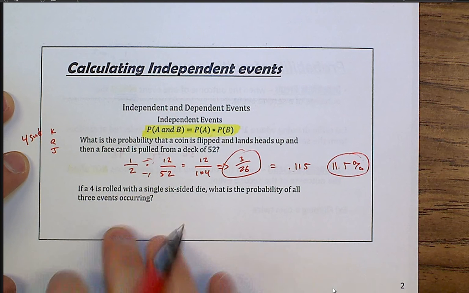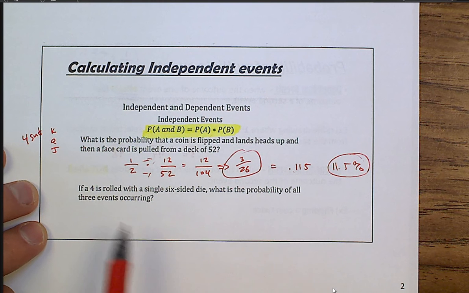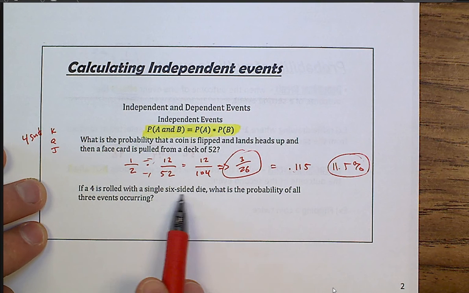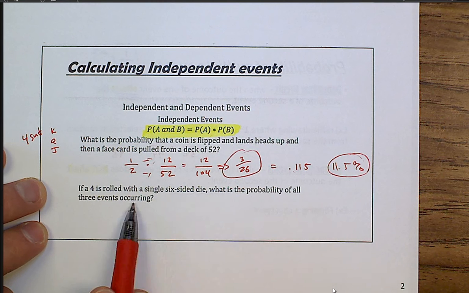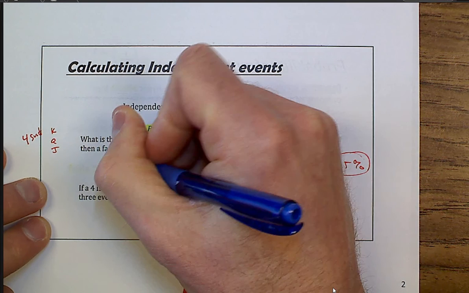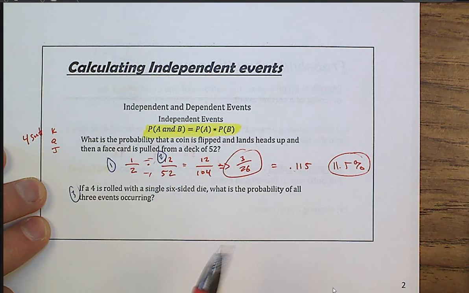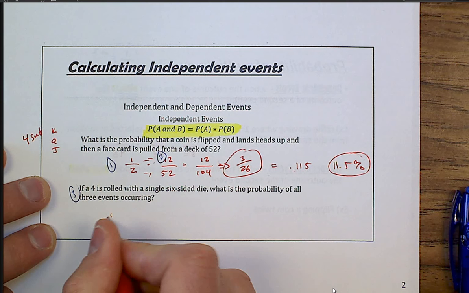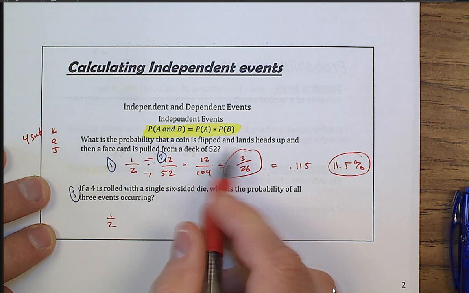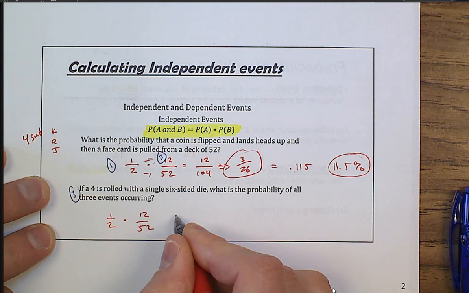Down at the bottom here, if a 4 is rolled with a single 6-sided die, what is the probability of all 3 events? So we're talking about the first 2 events that happen here. This would be event 1, this would be event 2, and then we're adding this as the 3rd event. So again, these are all independent of each other. There's the heads or the tails. Here's the face cards out of 52, and then rolling a 4 out of a 6-sided die.